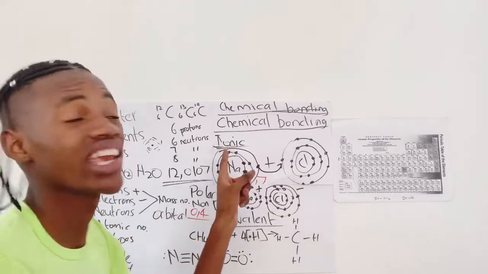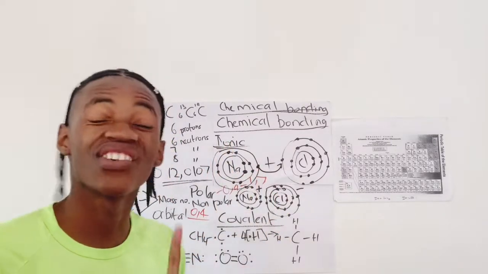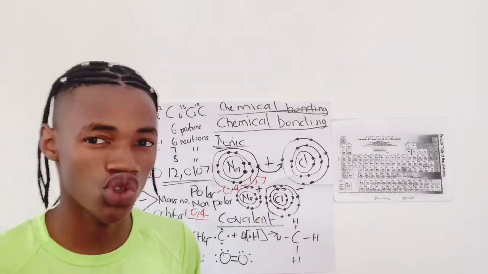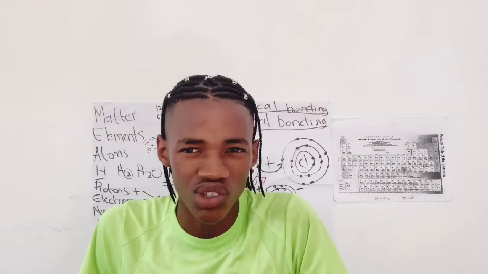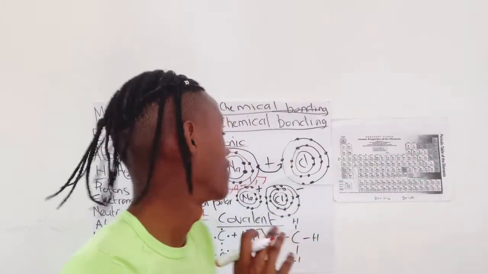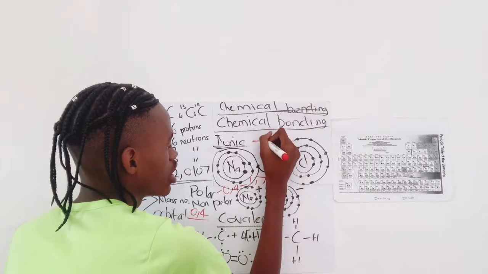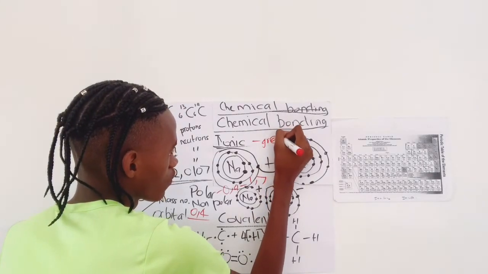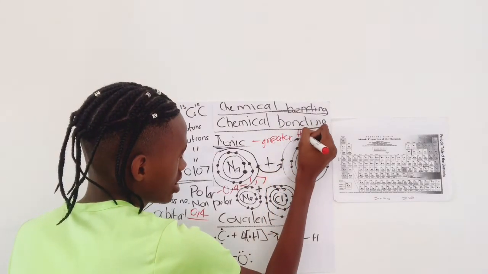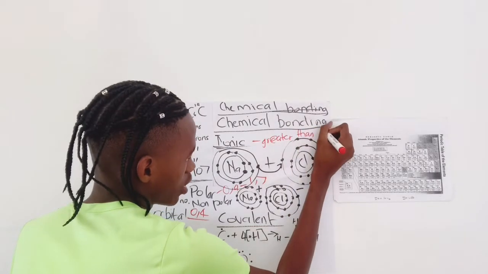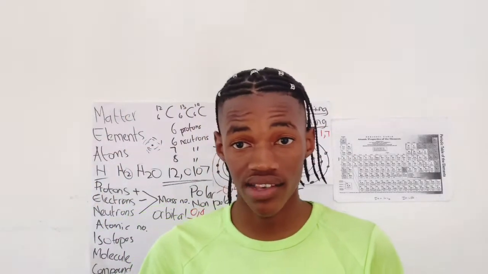And then the electronegativity for this, it is very, very big, because it is between a metal and a non-metal. So the electronegativity difference is very huge, and it is usually greater than 1.7, right?